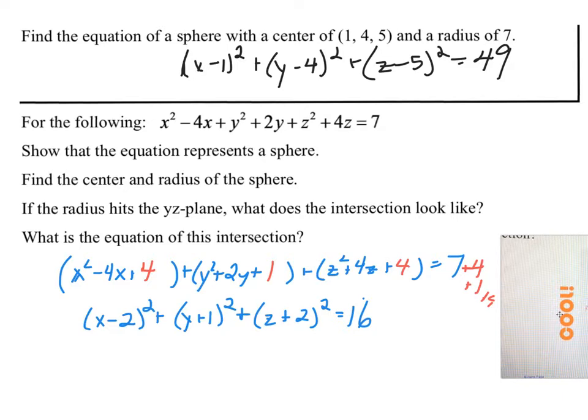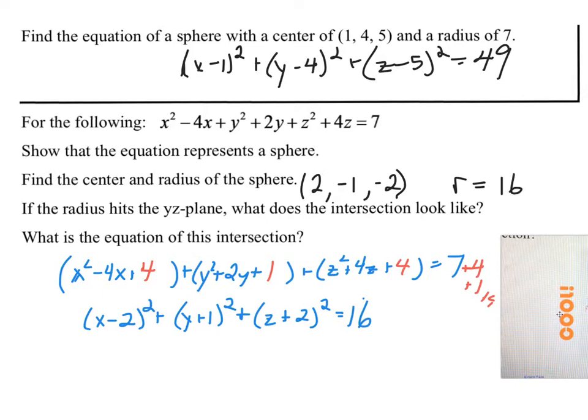So it says, well, what's the center? Well, x has been adjusted to be 2 units over. y is 1 unit down, or 1 unit over, and z is negative 2. Okay, and the radius squared is 16.